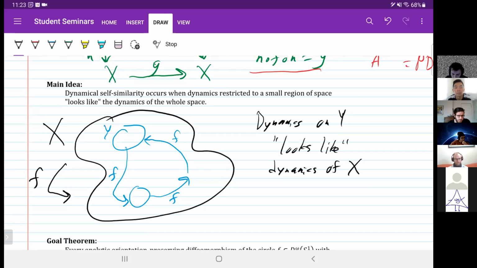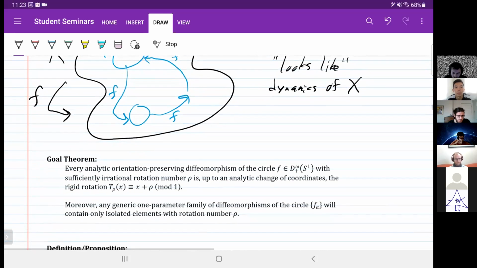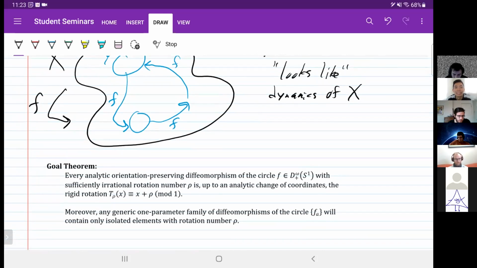Okay. So here's the sort of goal theorem. We'll see if I actually have time to get here. But the goal theorem that we're going to try to prove with renormalization is that every analytic orientation preserving diffeomorphism of the circle, which is to say some F in this class, with sufficiently irrational, and I'll get at what I mean by this, rotation number rho is, up to an analytic change of coordinates, the same thing as this rigid rotation. So this is a map on the circle where it just takes the whole circle and rotates the whole thing by a single angle.